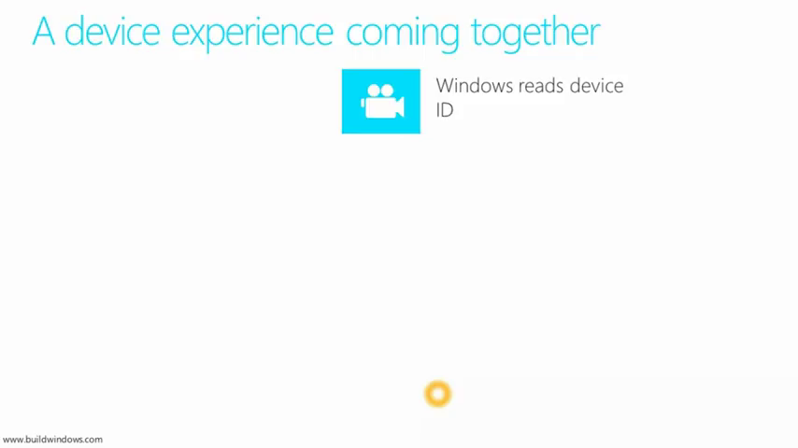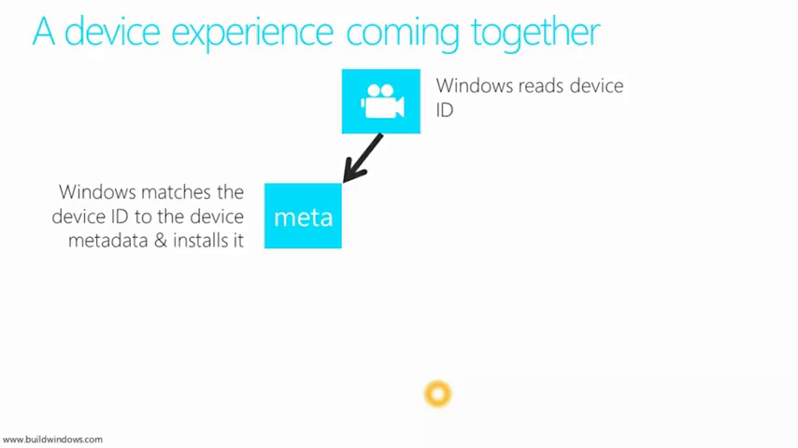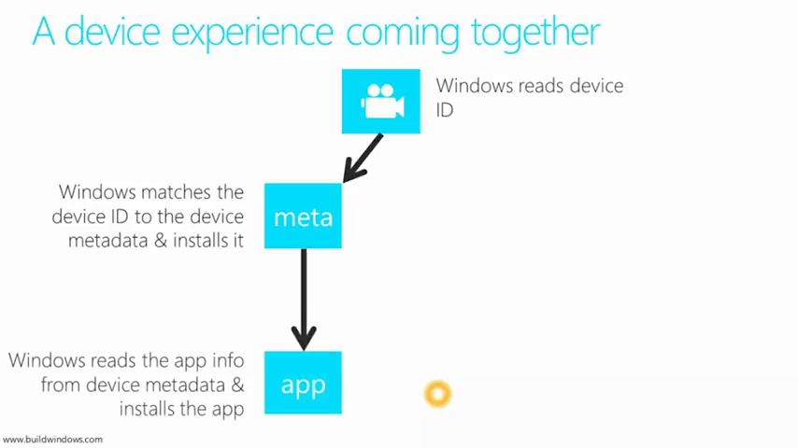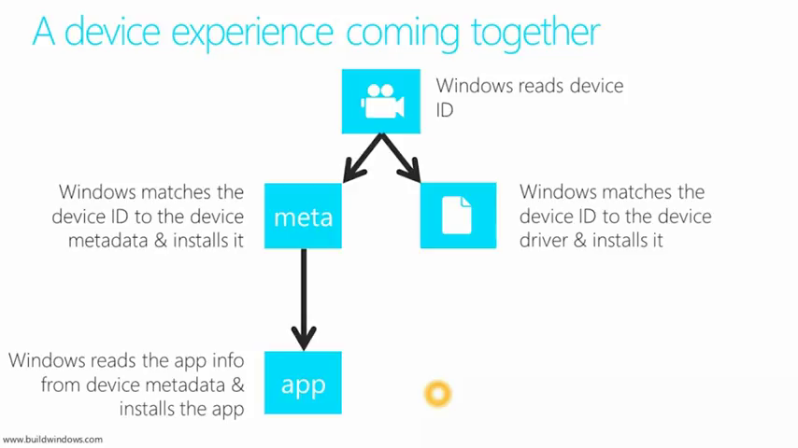So the way it works is you plug in your device, Windows reads the device ID, then Windows searches the metadata store for metadata that has that device ID. It downloads that metadata automatically, and then it looks through the metadata for a reference to an app, and then it installs the app automatically. If you have a driver, on the device plugin, the driver would be downloaded automatically as well.